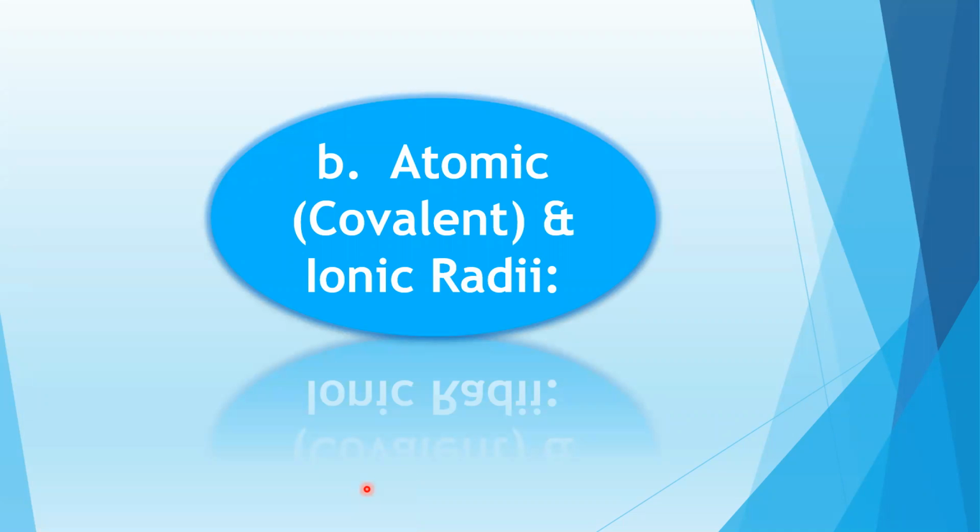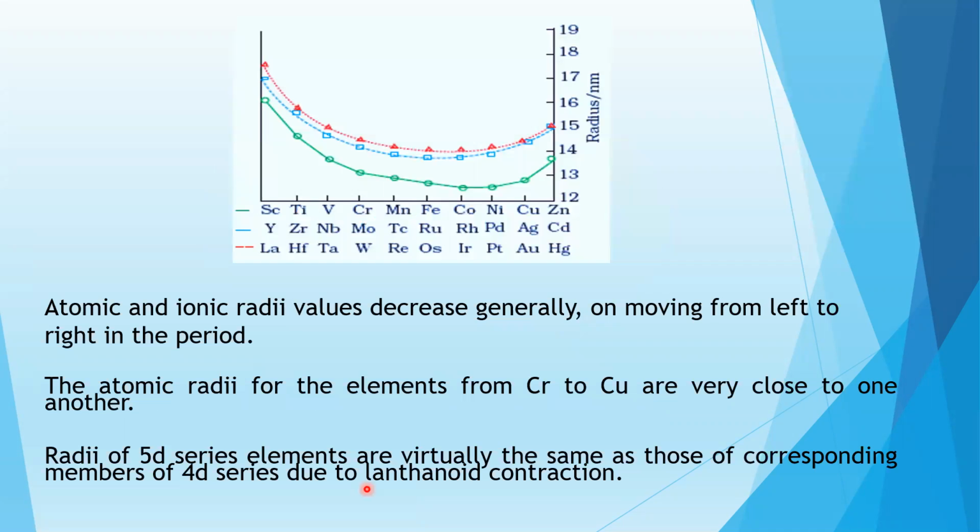Atomic and ionic radii. Now, what is the difference between the atomic and ionic radii? Atomic radii means the covalent radii, which is formed by sharing of electron pairs in a covalent molecule. The radii will be covalent, whereas if a molecule is formed by transfer of electrons, that means the ion exchange, then the radii will be ionic. Atomic and ionic radii values generally decrease on moving from left to right in a period.